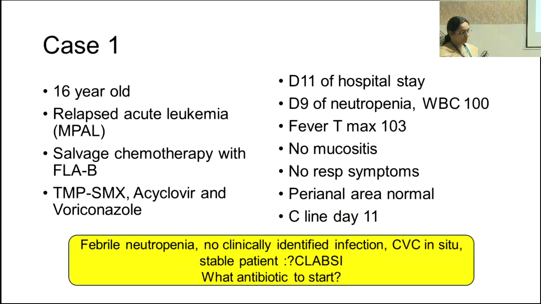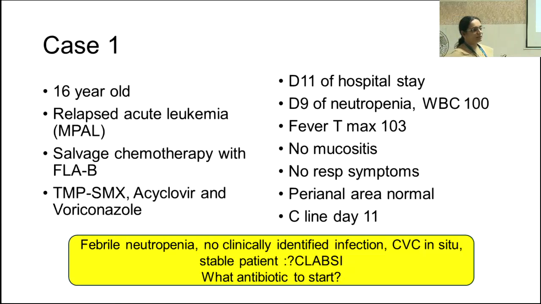So this is a febrile neutropenia. There is no clinically identified infection. There is a central line in situ, but it is a stable patient. So most likely you will attribute it to the line. So what antibiotic to start? If I can ask one of you, what would you do? I can give you some options if you go to the next slide, please.